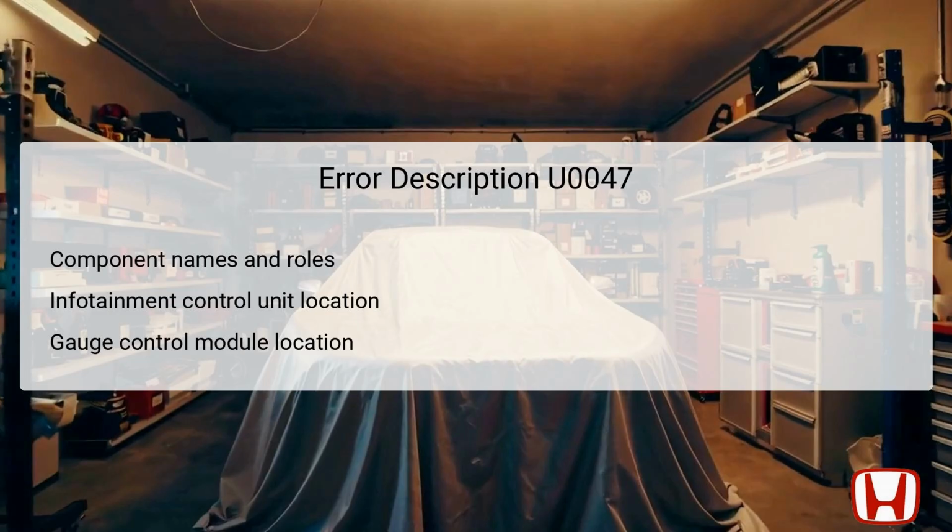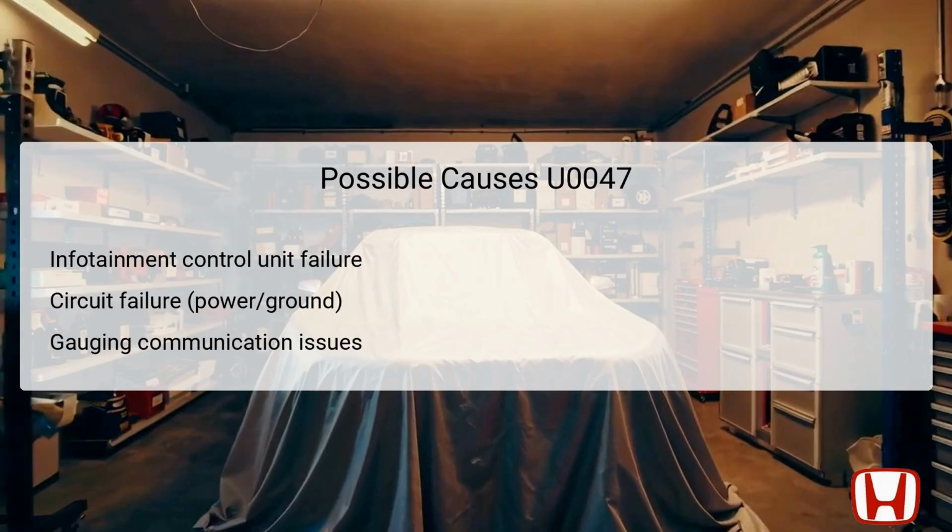The gauge control module is designed to detect any abnormalities in communication and will flag this DTC to signal potential issues requiring immediate attention. Recognizing the exact locations and purposes of these components is crucial for accurate troubleshooting and resolving the underlying issues. Several possible causes may lead to the emergence of DTC U0047.